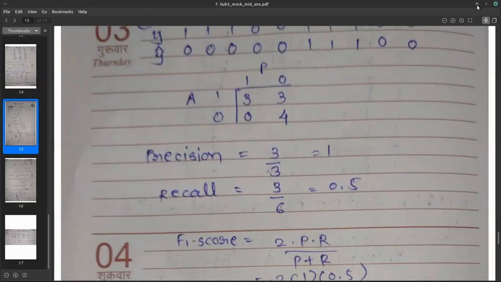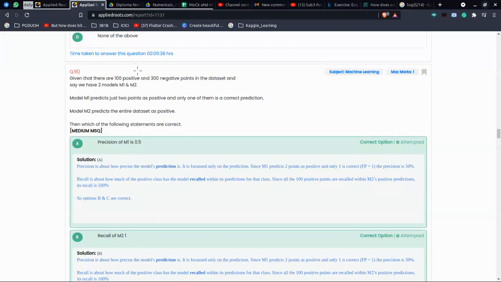I missed that completely. So what they are saying is 100 are positive and 300 are negative points in the data set. So total points we have 400, actual positives are 100 and actual negatives are 300. So this is the ground truth. And now they are saying we have two models, M1 and M2. Model M1 predicts just 2 points as positive and one of them is a correct prediction.